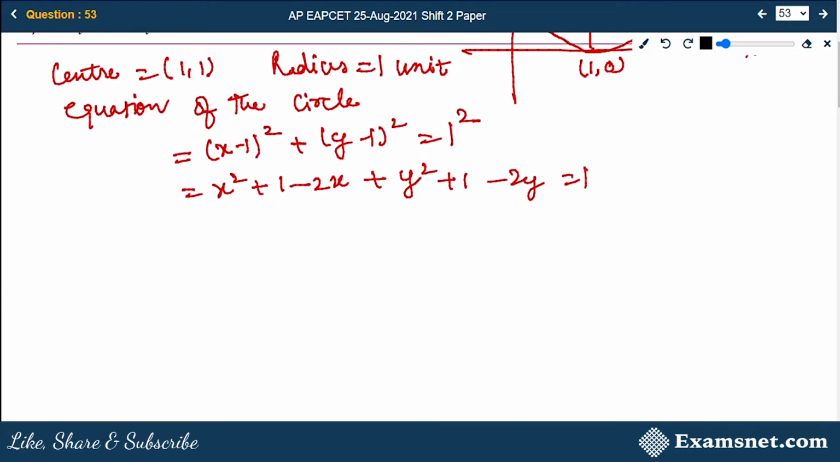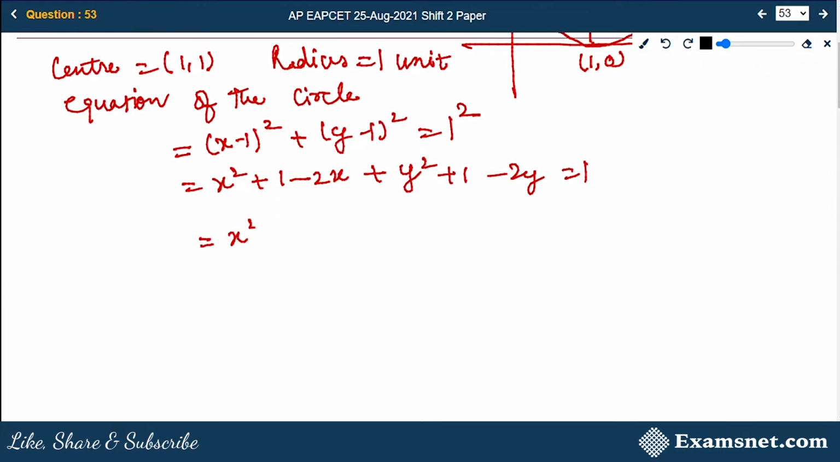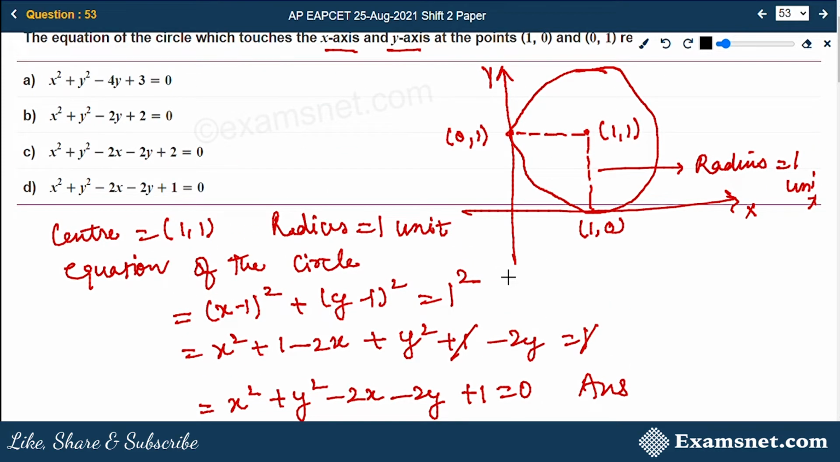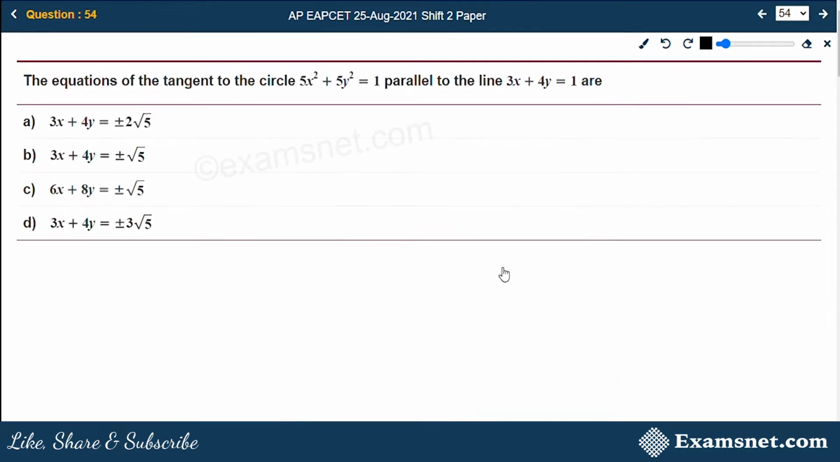So this equation will become x square plus y square minus 2x minus 2y, this one and this one will get cancelled, plus 1 is equal to 0, which is your answer. So option D, x square plus y square minus 2x minus 2y plus 1 is equal to 0 is your answer. Next question, question number 54.